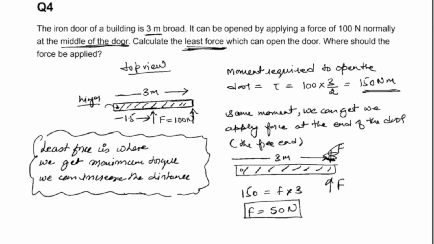So in this question, what they are asking is the least force, where we need to apply it. The least force is where we get maximum torque. We can increase the distance to do that, and that's why we have done it. We are applying force here. We have increased the distance so that we get more rotational effect even with the lesser force.